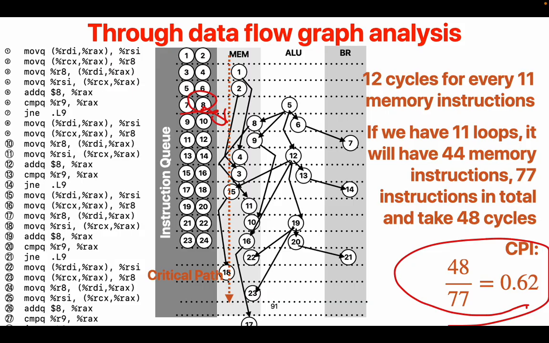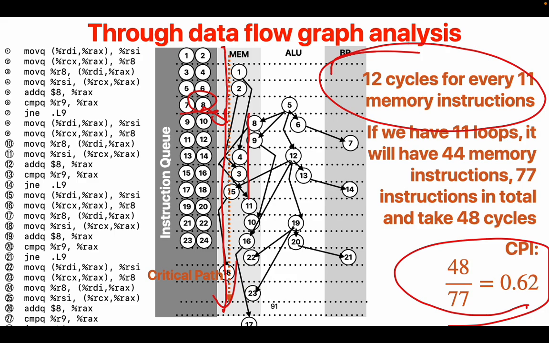You will find it takes about 12 cycles for every 11 memory instructions, because the latency is pretty much defined by this chain of memory instructions. Your overall latency, like the 7, 4, 2, 1, they never dominate the execution time. However, this part is dominating the execution time. Through this analysis, you can find out this is the part dominating the latency.